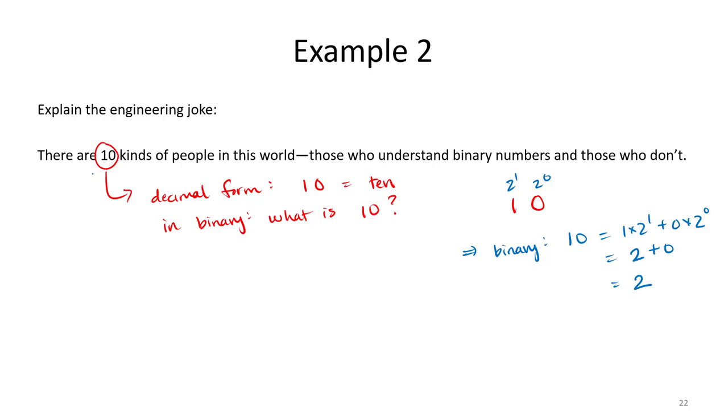Therefore, this joke is just kind of poking fun at the fact that 10 is the number 2 in binary. So there are indeed two kinds of people in the world, those who understand binary numbers and those who don't. And hopefully now, after seeing these examples and doing a few practices yourself, you will see that you're one of the people who now understands binary numbers.